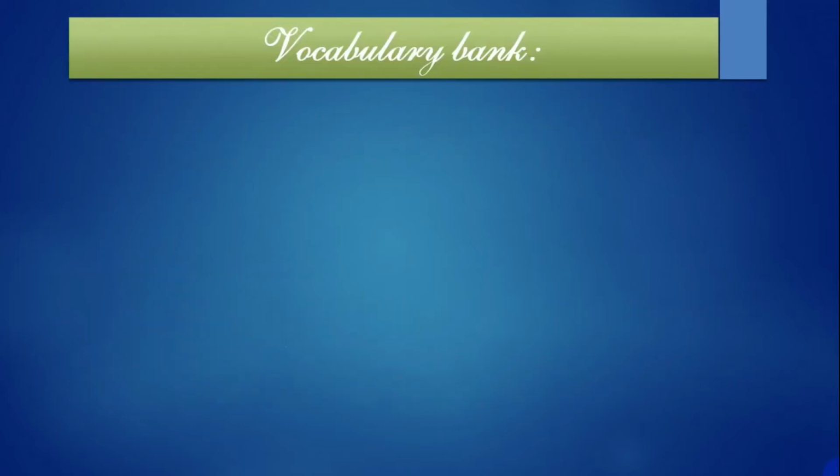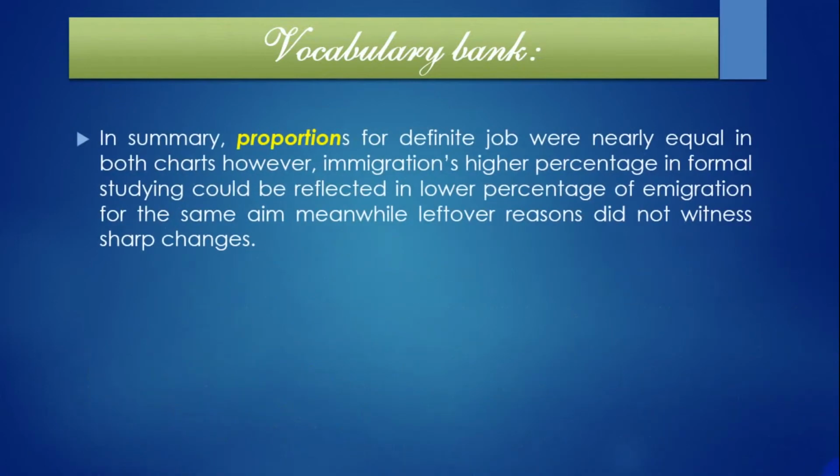And another word we have here is proportion. Proportion. Let's read it in a full sentence. In summary, the proportions for definite job were nearly equal in both charts. However, immigration's higher percentage in formal studying could be reflected in lower percentage of emigration for the same aim. Meanwhile, leftover reasons didn't witness sharp changes.